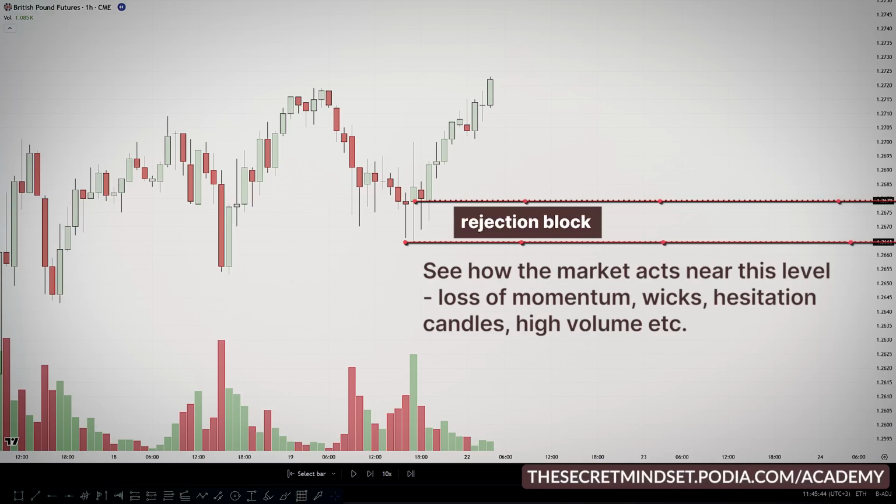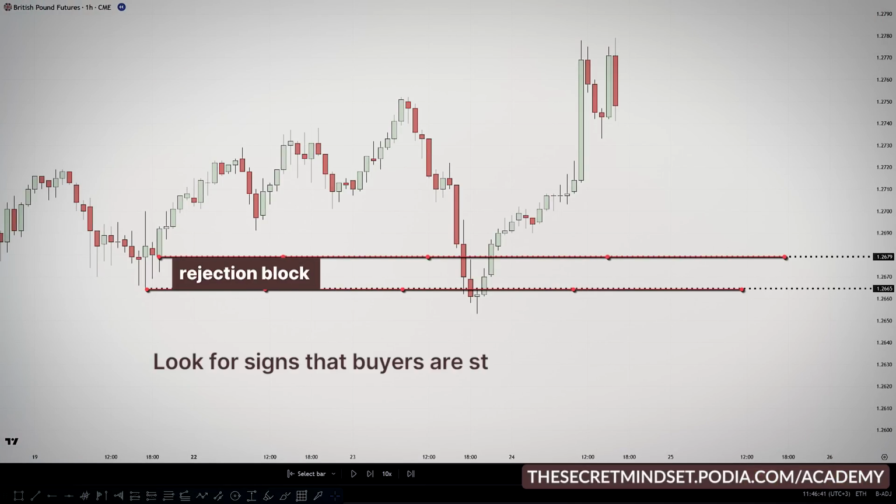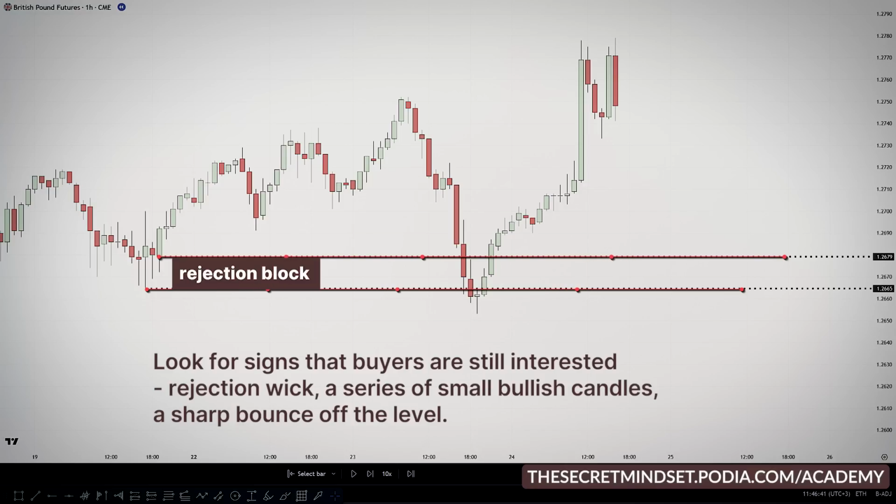This retest shows us if buyers still think this level matters. While we wait, we're watching to see how the market acts near this level. Does it start to slow down as it approaches? Do we see little hesitation candles? These are signs that traders remember this level and are getting ready to act. Basically, we are looking for signs that buyers are still interested. Maybe another rejection wick, a series of small bullish candles, or even a sharp bounce off the level. If you see signs of rejection, you enter a buy trade.